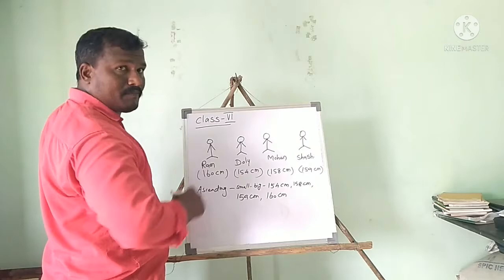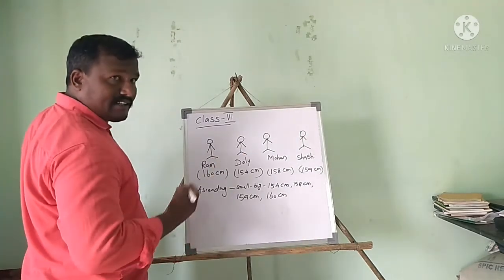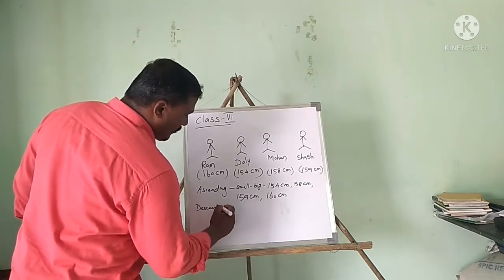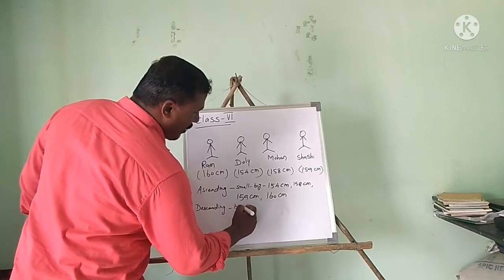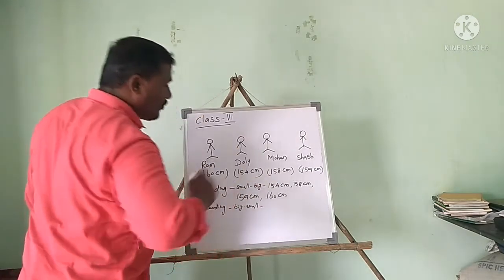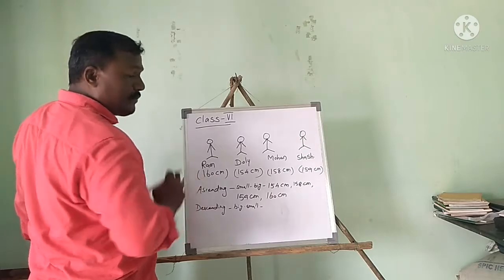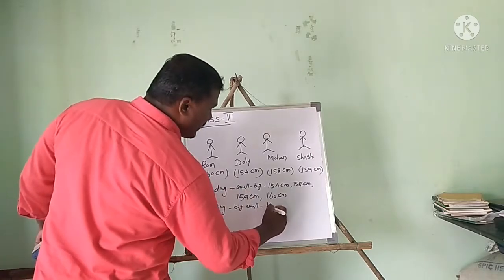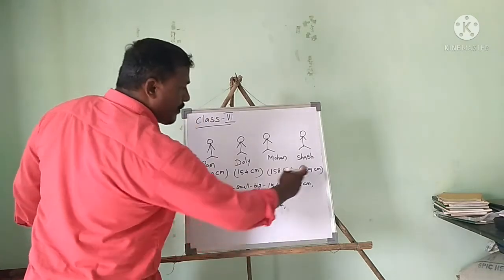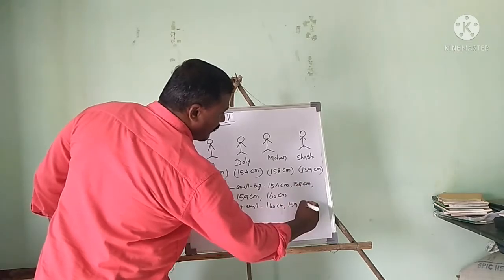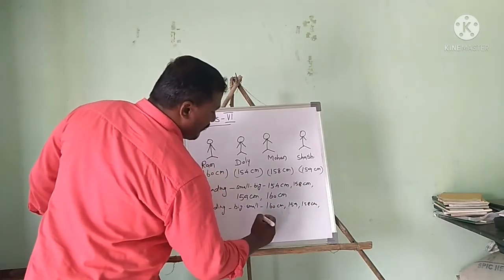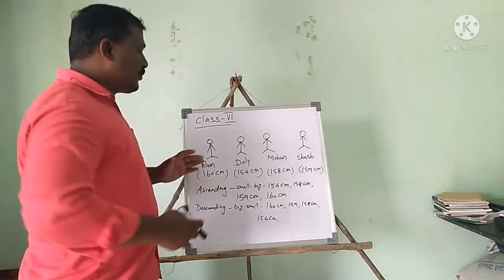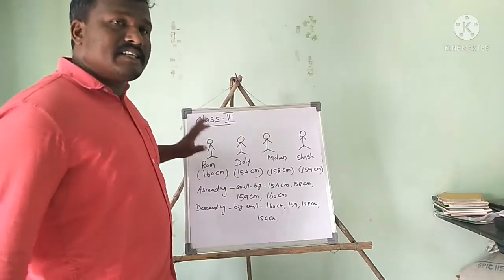Compare these 4 persons. When we write in descending order, decreasing, it is big to small. I already told you 160 is the biggest height, the tallest. So 160 first, then another smaller, 159, then 158, then 154 centimeters. So we can write it this way, in ascending order and descending order.